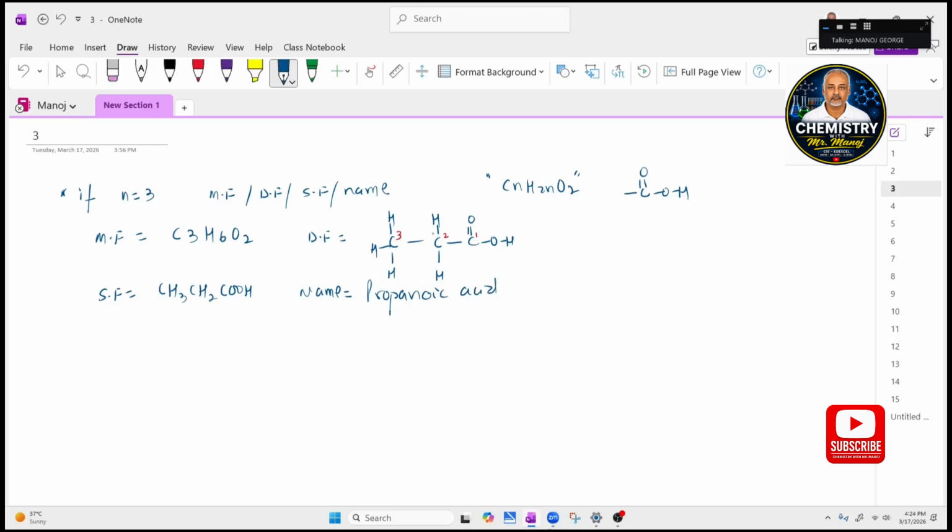But the syllabus says you must go up to at least 4 carbons, so why don't we quickly finish the last one here? So if n equals 4, you go ahead, type done when you finish. Let me know when you're okay or when you're finished. I need the molecular formula, display, structural, and the name.